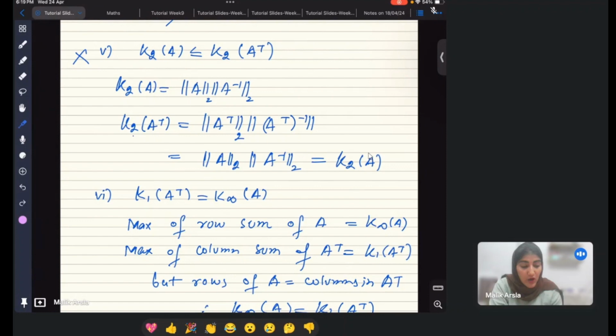In the statement it has been given otherwise, that it's less, so the statement is wrong, but this thing is correct, that K2 of A is equal to K2 of A transpose, okay.